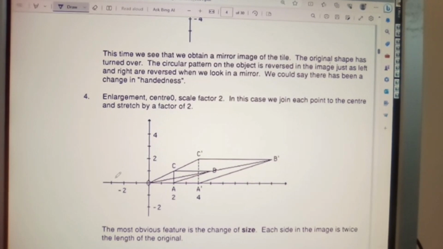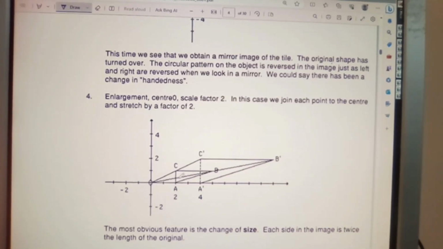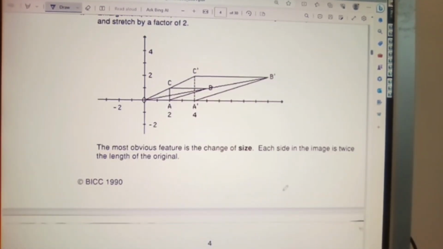Enlargement, centre O, scale factor 2. In this case, we join each point to the centre and stretch by a factor of 2. And here you can see what has happened. The shape has become larger by that adjustment. The most obvious feature is the change of size. Each side in the image is twice the length of the original.